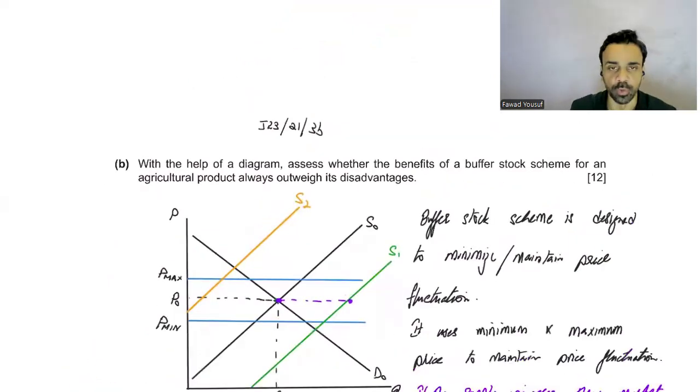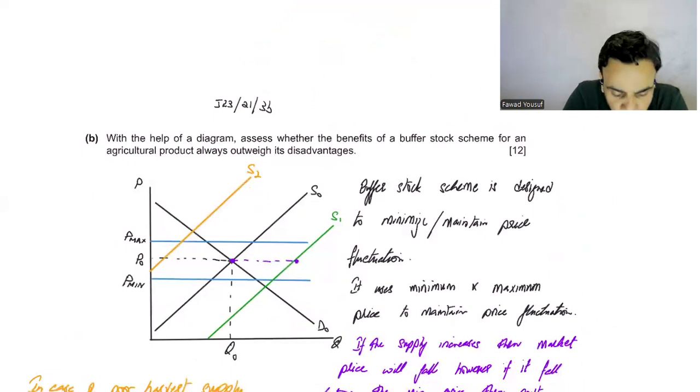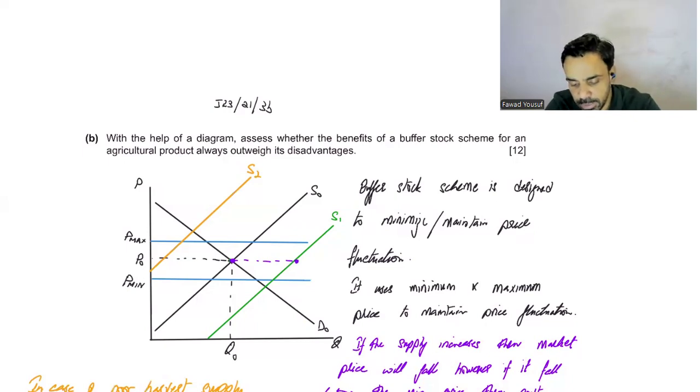All right, so for this question, what needs to be done? With the help of a diagram, assess whether benefits of buffer stock scheme for an agriculture product always outweigh its disadvantages. So the question already has a direction. You have to make a diagram. This is a reasonable diagram to make with the equilibrium price and quantity. They had accepted one where you simply keep a fixed price. Okay, that was an acceptable one.